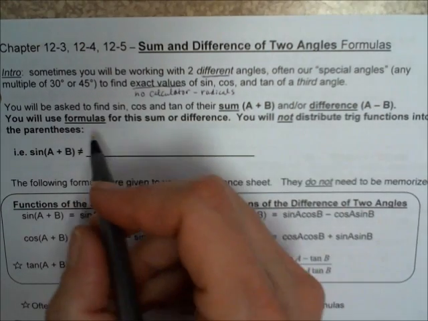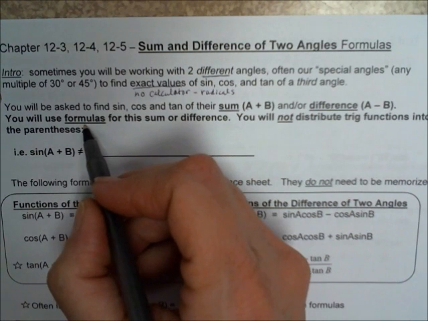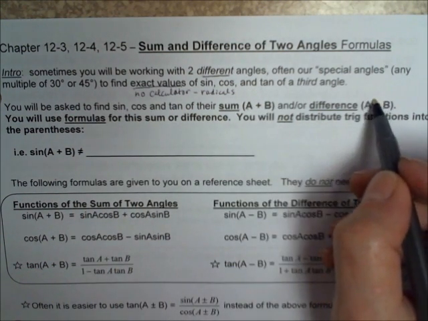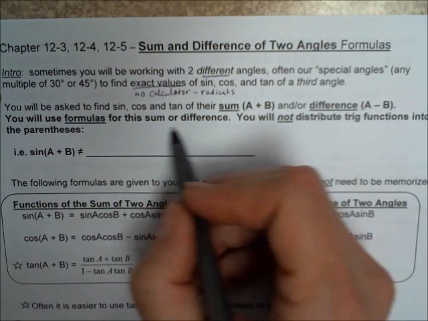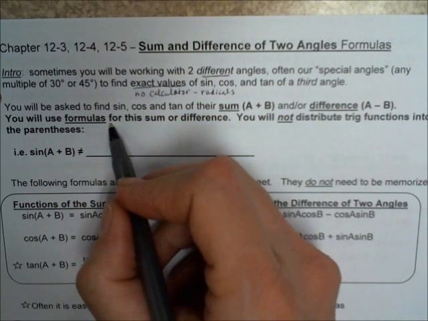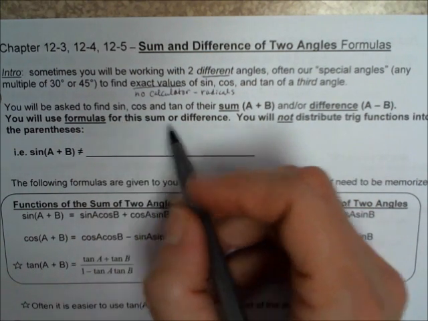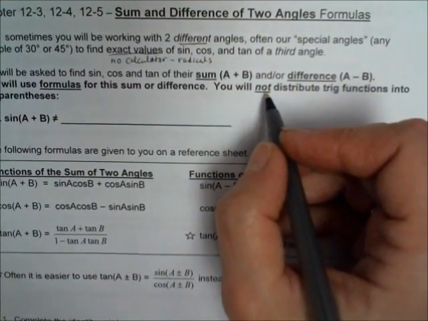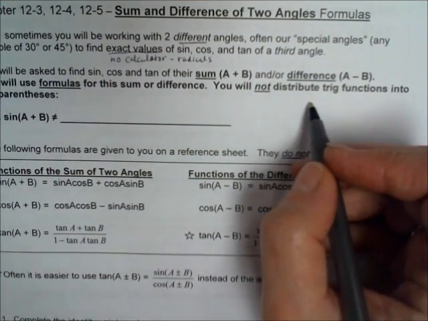But what we're going to do is use formulas for the sum or difference. So we'll have a sum of two angles, or we'll have a difference of two angles, and we're going to figure out their sine, cosine, tangent based on some formulas. Now let me just give you some caution here, and please pay very close attention to this because a lot of people make these mistakes.